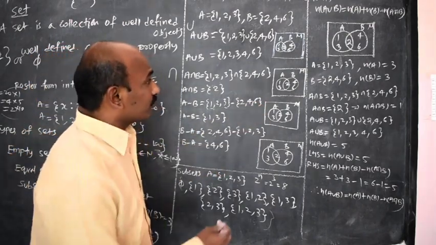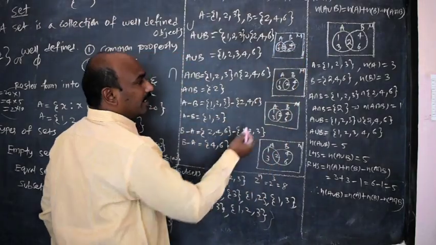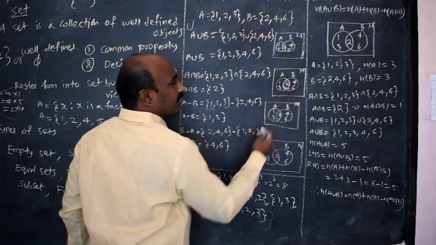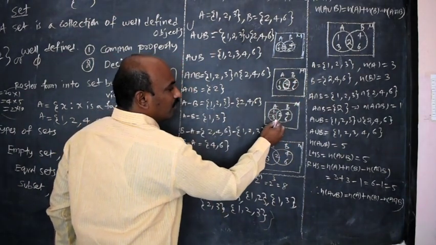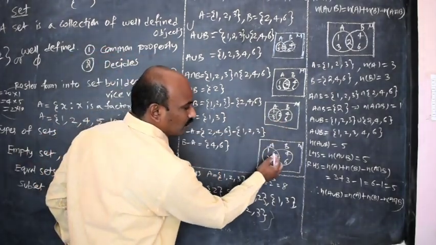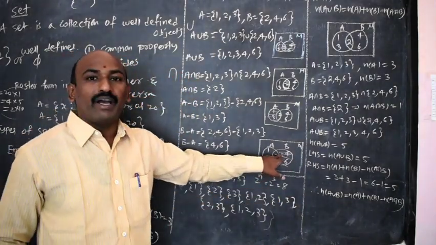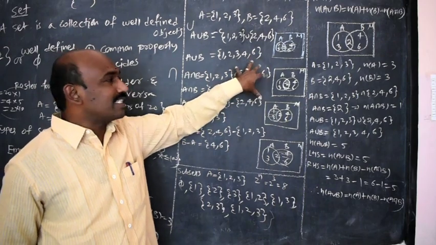And this is the Venn diagrams. If you take A union B, it means total. If you take A intersection B, only this region, the common portion. A minus B means only this part, only A which is not in B. B minus A means only in B which is not in A, this region. That's why by Venn diagrams we can understand union, intersection, and difference of sets easily.